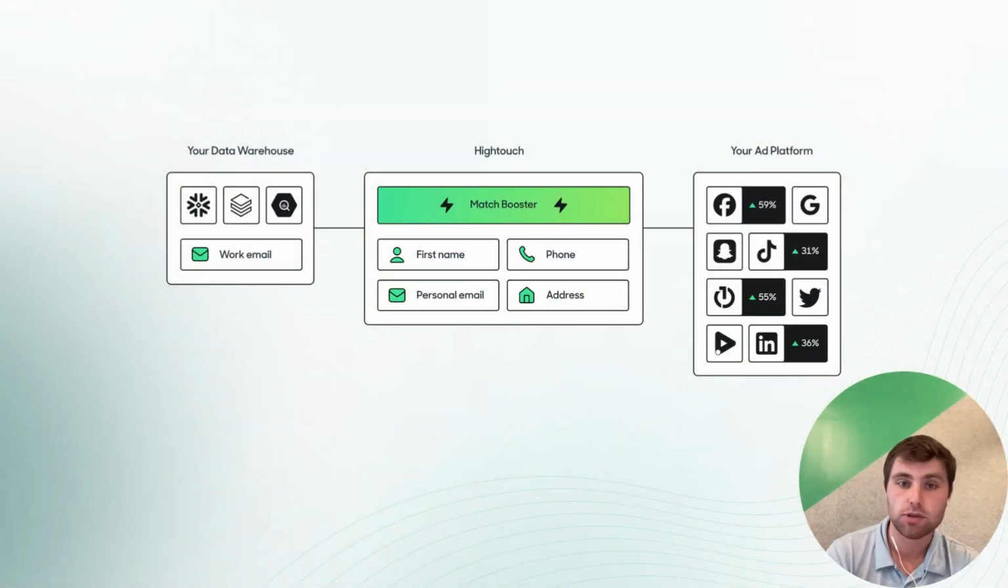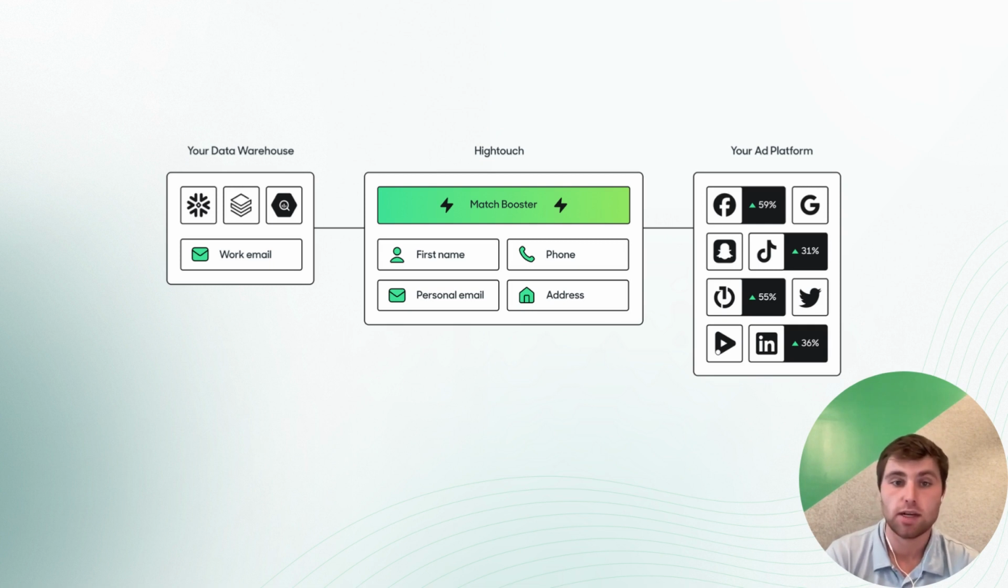So that's why I was super excited when Hightouch recently expanded our Match Booster product to support B2B use cases and B2B data. So Match Booster enriches your data with additional identifiers on its way to the ad platforms. So if you have a business email in your database, it will enrich it with personal email addresses so it can be found in the ad platforms.